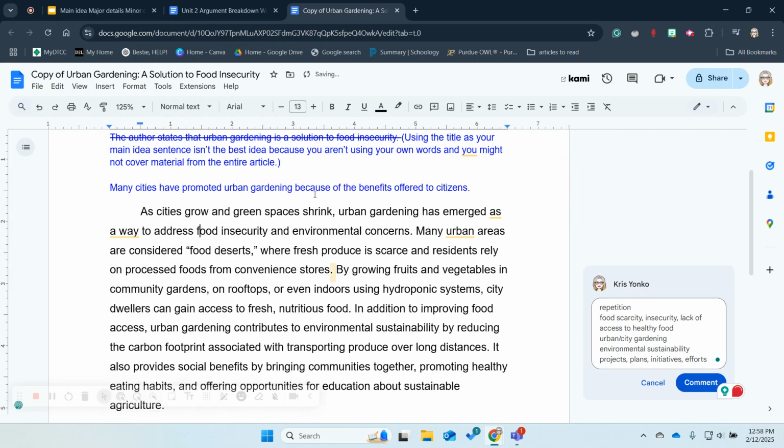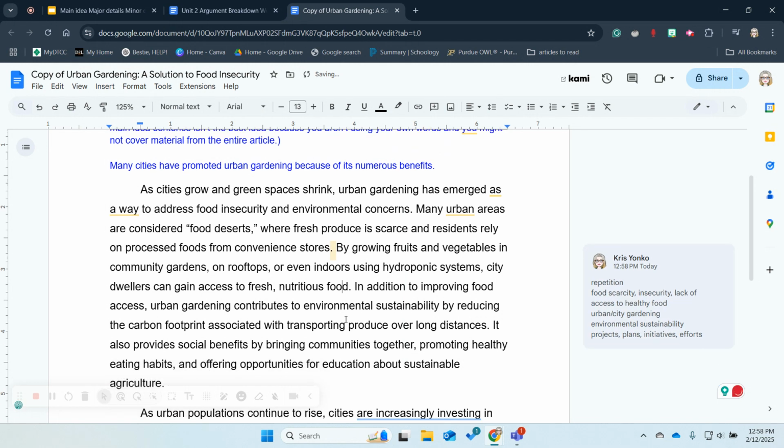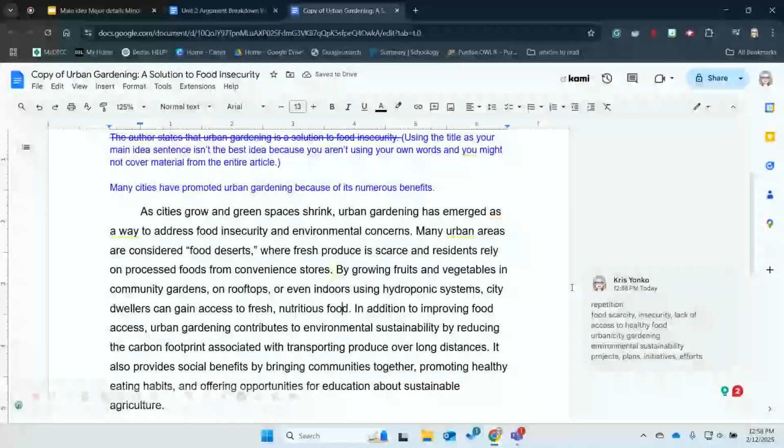Many cities have promoted urban gardening because of the benefits offered. And I might just take out offered to citizens because of the numerous benefits. All right. Okay, so that would be the process I would use to try to identify the main idea.